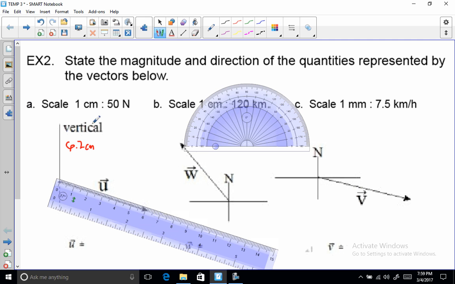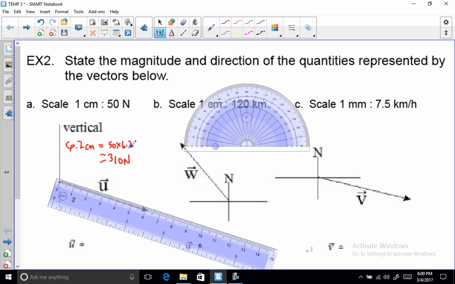But what is that? Well, to get from 1 centimeter to 6.2 centimeters, I have to multiply by 6.2. So I have to multiply this one by 6.2. So that's 50 times 6.2, which is, get my calculator out, 50 times 6.2 is 310 newtons.